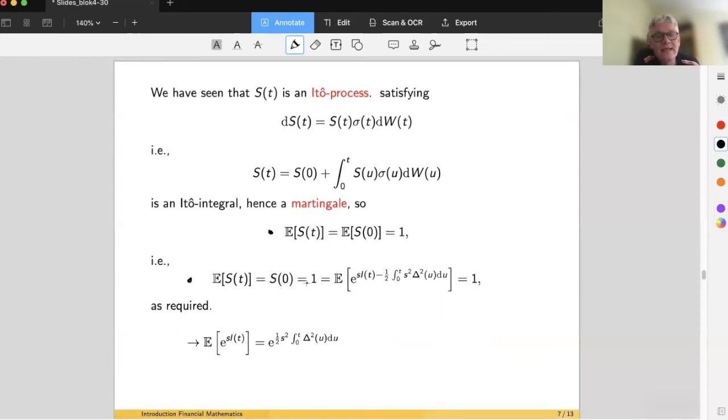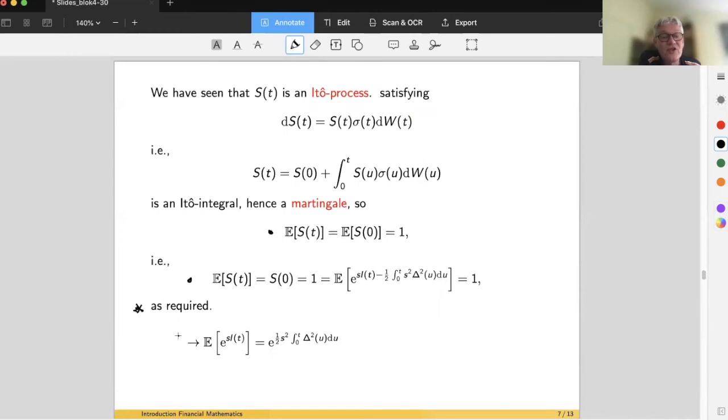So S0 is equal to 1, and it, in fact, is the expected value of ST. And that is e to the power of SIT minus 1/2 the integral from 0 to t of s square delta square u du. And that is equal to 1. And this is exactly what we wanted. So this is exactly as required.